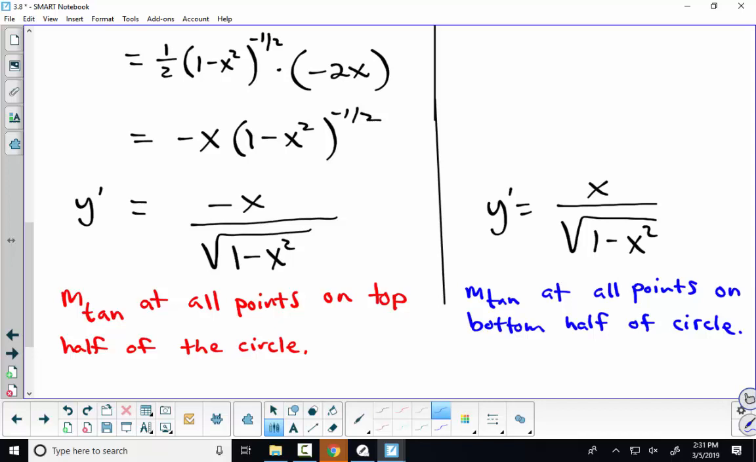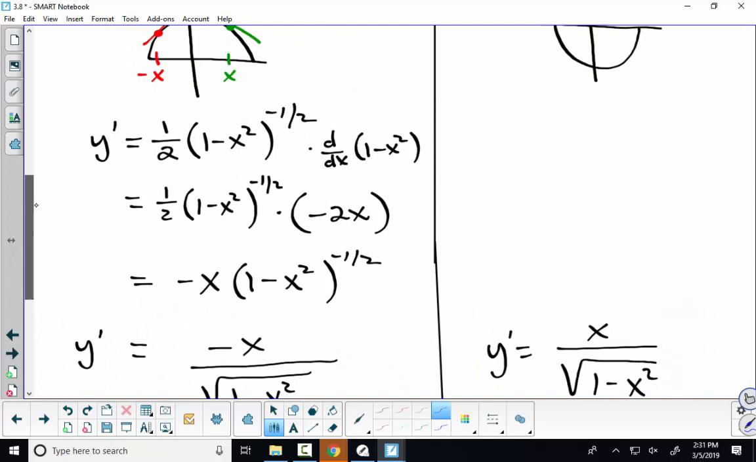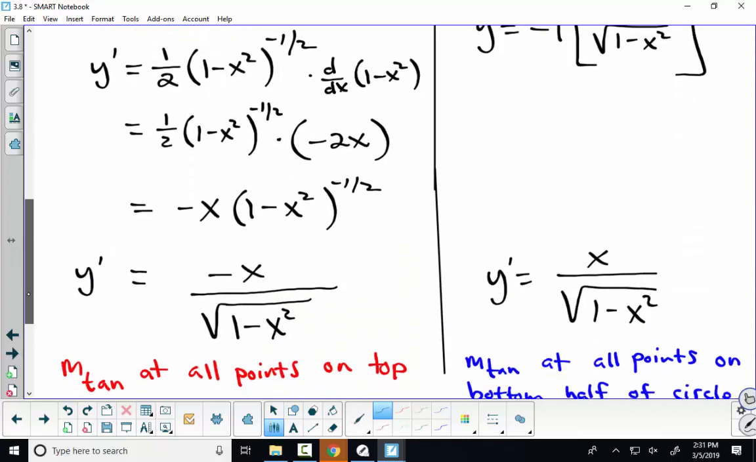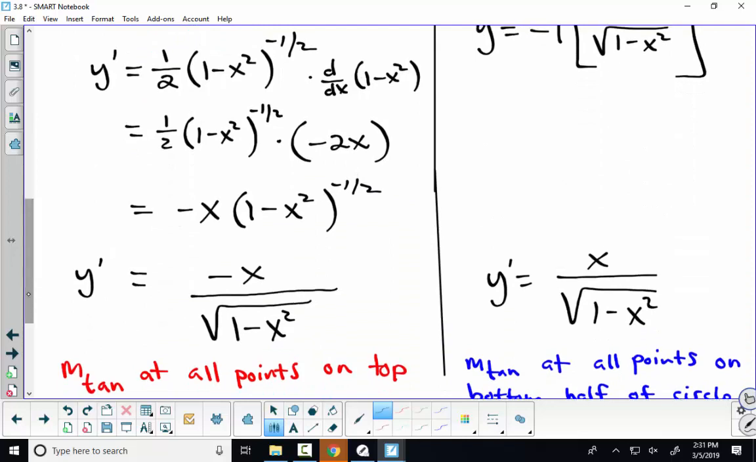I think I might have messed up. Isn't it x squared minus 1 on the bottom for the second? No, it's the same. Oh, right. The only difference here is this y is equal to negative 1 times this square root. And we've already found the derivative of this square root part, so all we have to do is multiply that derivative by negative 1 to get that derivative.